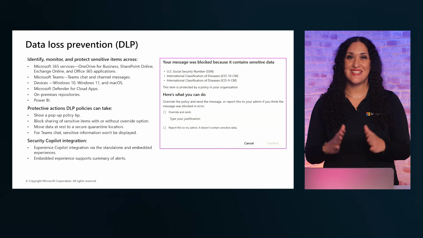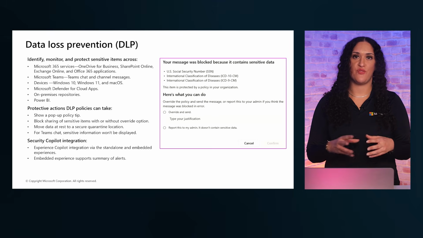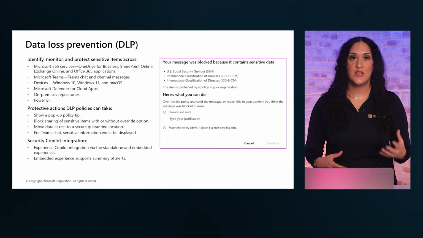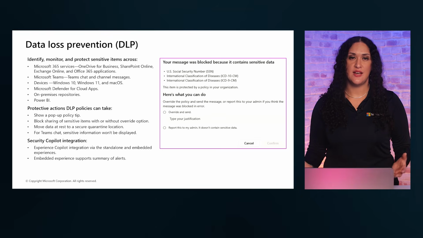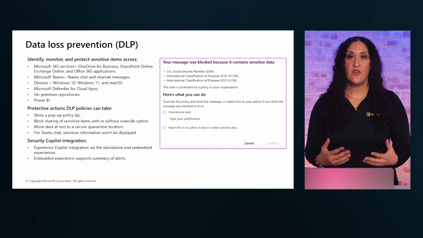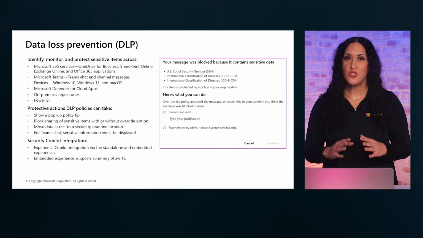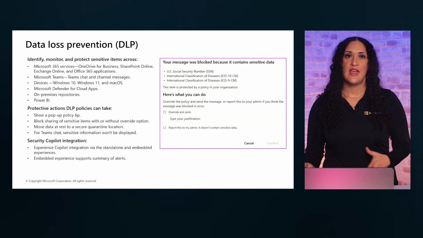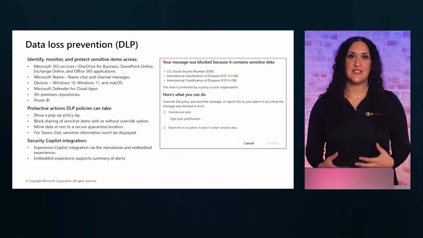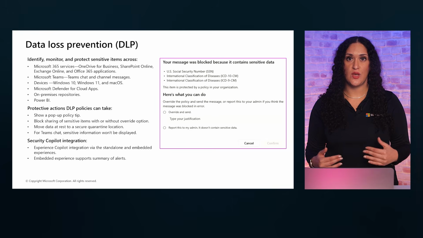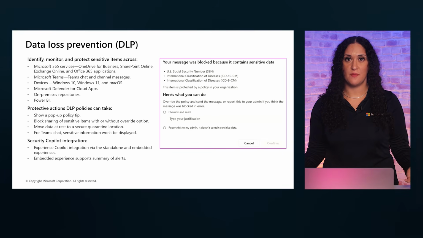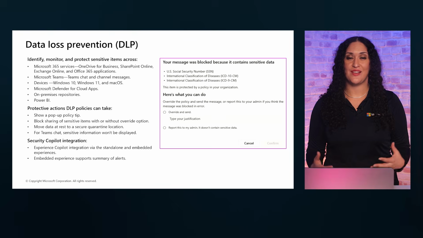Endpoint DLP extends protection to actions like copying files to USB drives, printing documents, or even uploading data to unapproved apps, giving visibility into data in use, not just data at rest. The Activity Explorer then provides insight into what users are doing with sensitive information over time, helping organizations validate controls and improve policies.